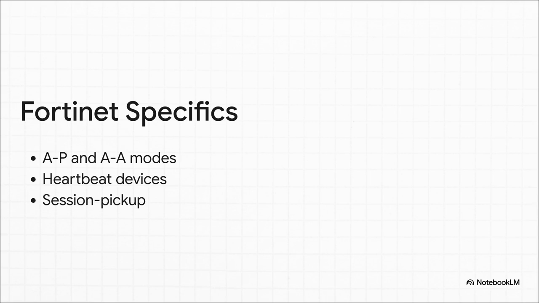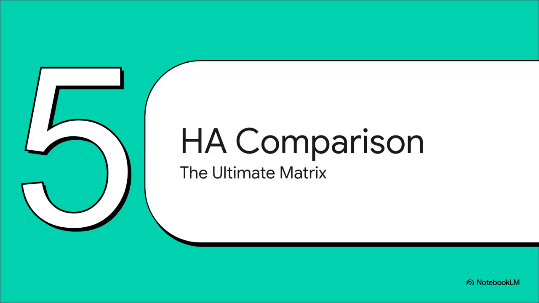make the failover seamless. But there's another really cool operational detail here: device priority. By simply adjusting a priority number, say bumping one device up to priority 200, an admin can explicitly dictate which appliance acts as the primary master in the cluster. Basically, highest priority always wins. Section 5, the ultimate HA comparison.